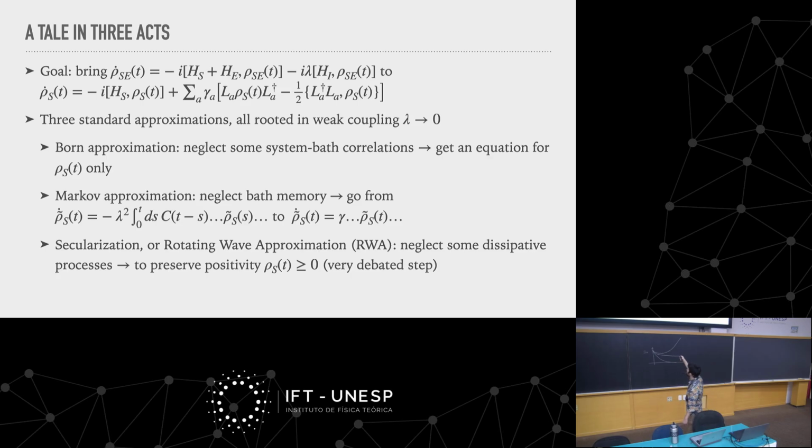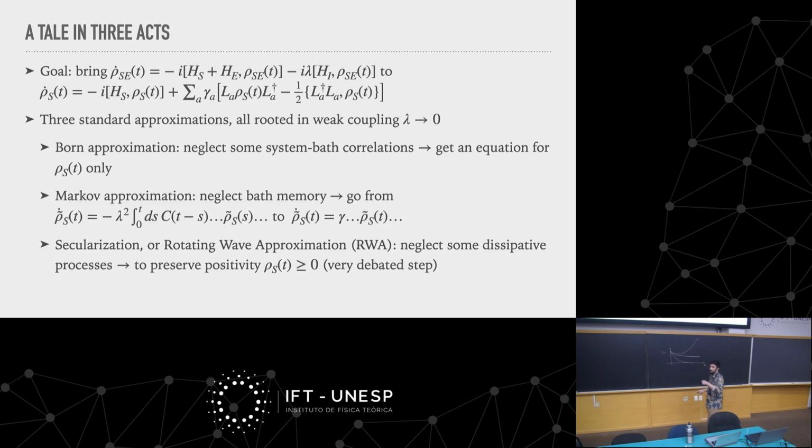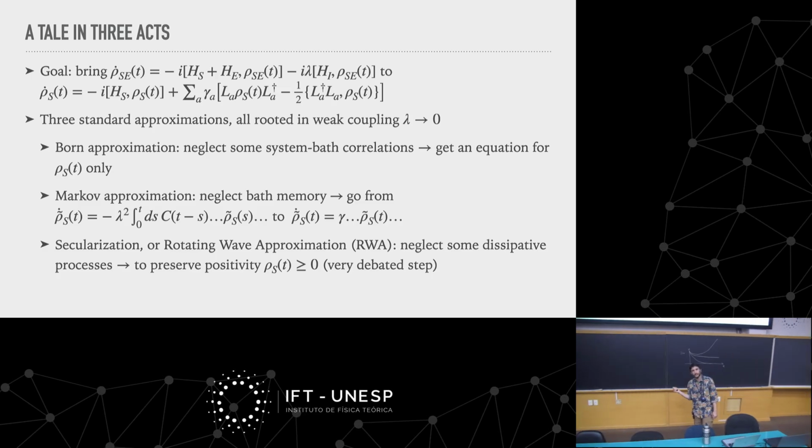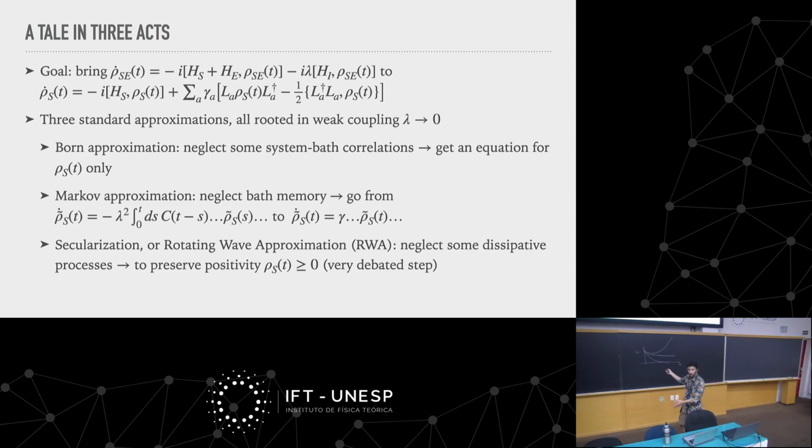But as it turns out, this master equation has an annoying property. It does not conserve positivity. You are not guaranteed that if you put in a physically admissible state, you will get a physically admissible state. You can get negative probabilities, or worse, everything blows up. So there's a third step, called secularization or the rotating wave approximation, RWA. It's a recipe for neglecting some dissipative processes in this equation so that the outcome preserves positivity. And at this point, you get the Lindblad master equation.